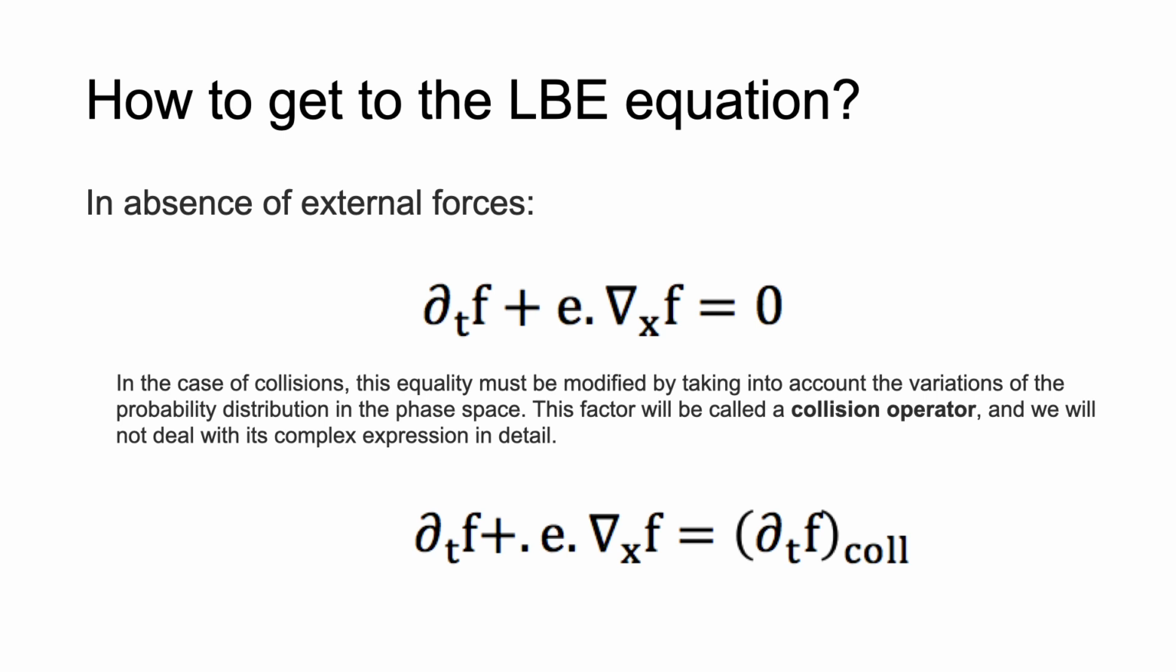So this leads us to this equation. When there are no external forces, we have the differentiation of f along t plus small e multiplied by the gradient of f along x equals 0. And if we have collisions, we can demonstrate that this equality must be modified by taking into account the variation of the probability distribution in the phase space. And we can add to that a second term, which is called the collision operator. I will not explain this in detail because it's very complex. But you have this expression now, and this is the LB equation.